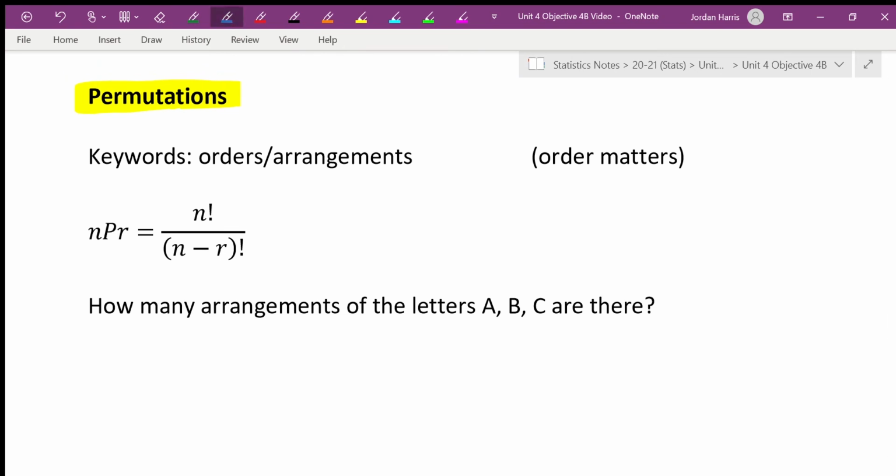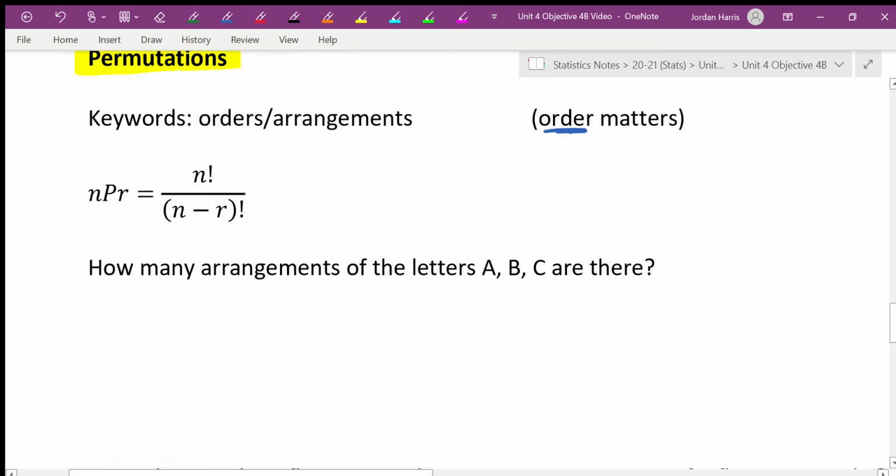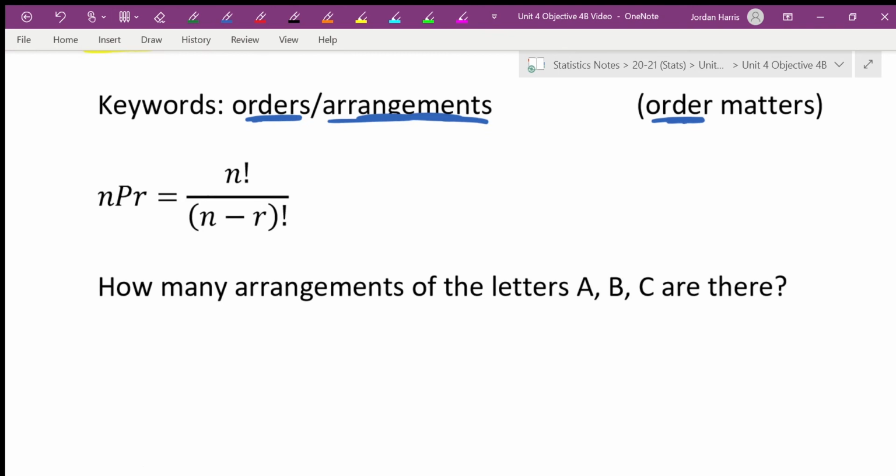All right, so you got to have some things that you understand here. Permutation, the order matters. So 1 and then a 2 is different than a 2 and then a 1. The order of the values matter. Okay, so key words here, orders or arrangements. Remember when I talked about the arrangements on example 3, you could have used this. Okay, and there's a formula here.